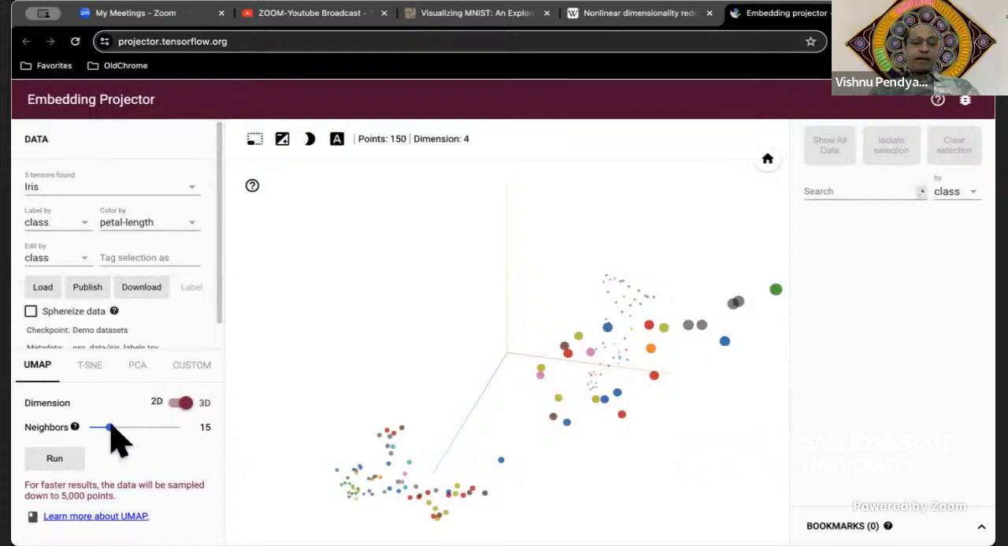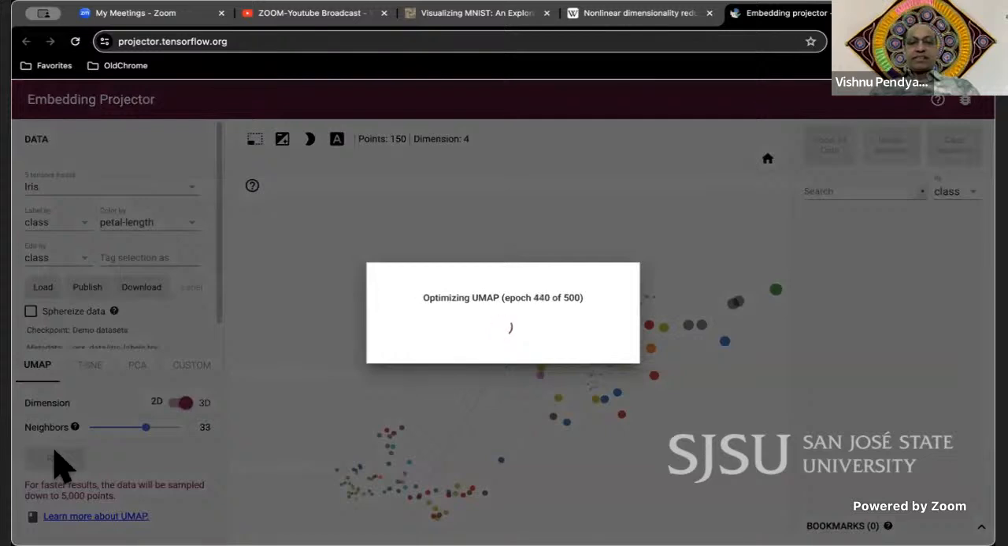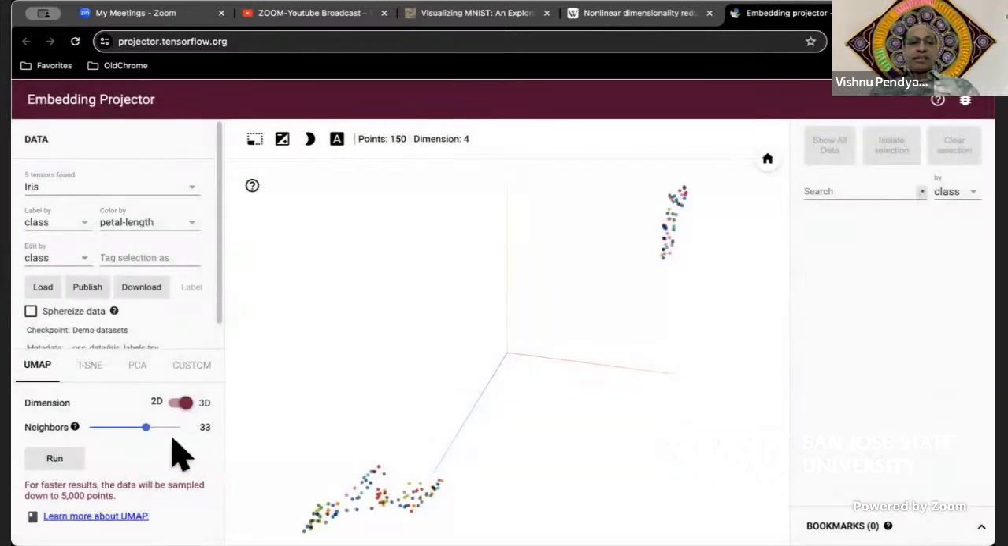So these are all the hyperparameters. I can set the number of neighbors, and so on and so forth. So this is a nice visualization of the three algorithms.